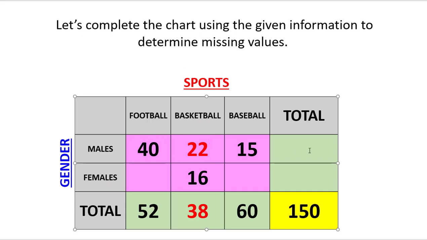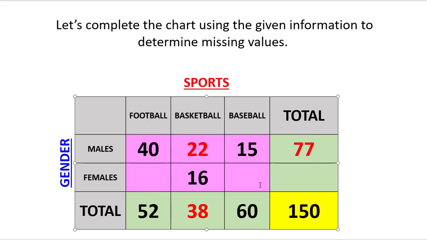Now we're able to figure out this row. Since this is for the total, all we have to do now is just add 40 plus 22 plus 15, because I know that this number is just equal to all three of these added together. And when we do that, we get 77.